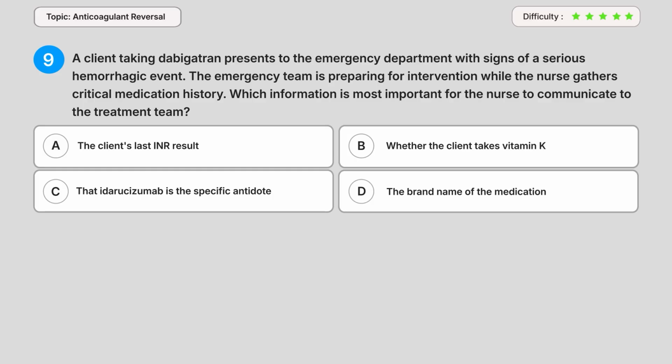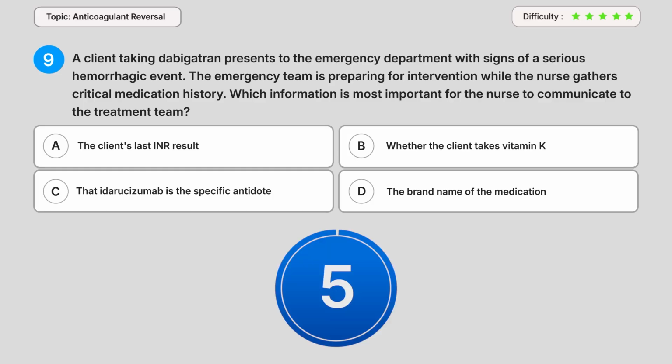A. The client's last INR result. B. Whether the client takes vitamin K. C. That idarucizumab is the specific antidote. D. The brand name of the medication. Do you know the answer?